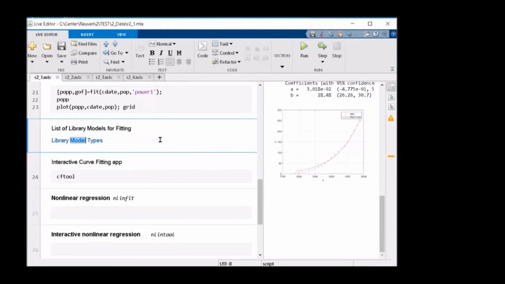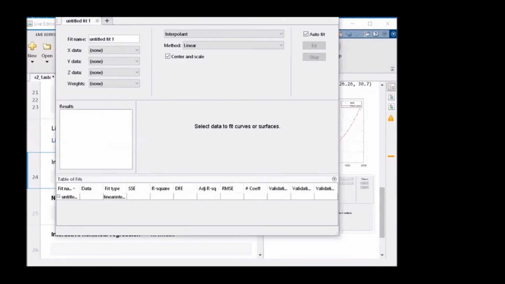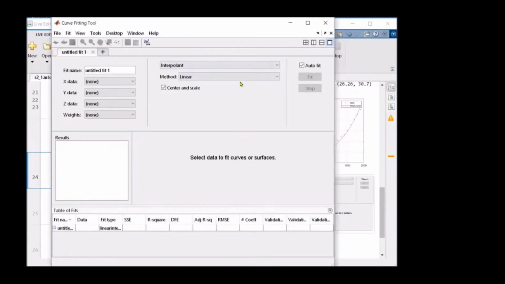No, let's continue. Also, you see this fitting done the manual way is just complicated because beforehand we don't know exactly the name of the method. This is why the curve fitting toolbox has a very interesting tool, which is the interactive curve fitting application. Please write or use this cftool, and we will get this.